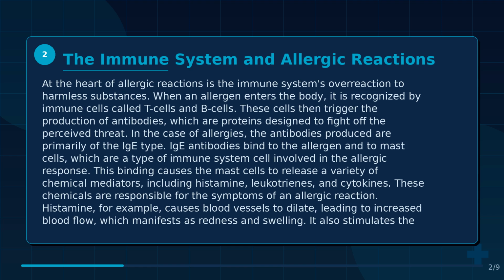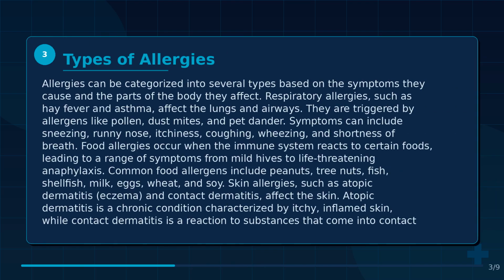Types of allergies. Allergies can be categorized into several types based on the symptoms they cause and the parts of the body they affect. Respiratory allergies, such as hay fever and asthma, affect the lungs and airways. They are triggered by allergens like pollen, dust mites, and pet dander. Symptoms can include sneezing, runny nose, itchiness, coughing, wheezing, and shortness of breath. Food allergies occur when the immune system reacts to certain foods, leading to a range of symptoms from mild hives to life-threatening anaphylaxis. Common food allergens include peanuts, tree nuts, fish, shellfish, milk, eggs, wheat, and soy.